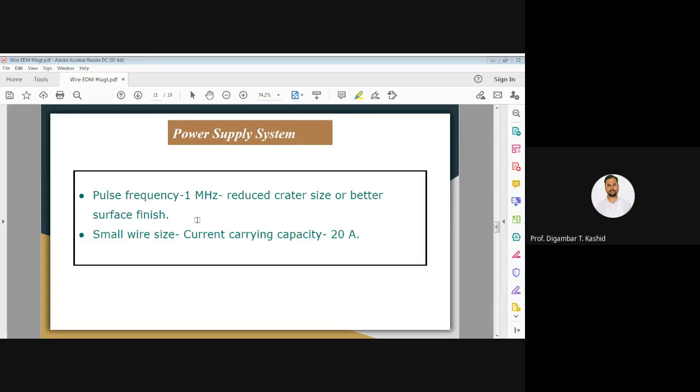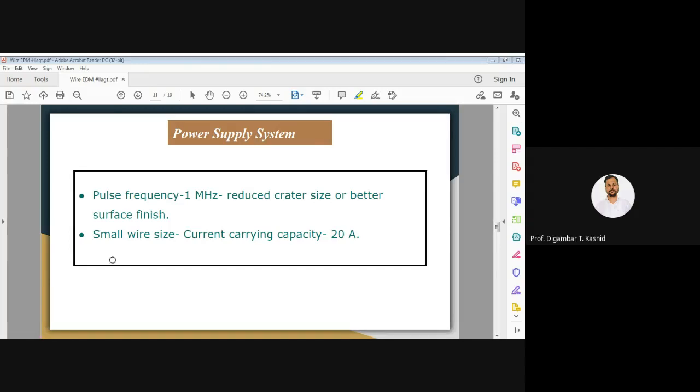Also, the erosion of the wire will be very small in this wire cut EDM process, because here we are using a high frequency current, so your wire will not break. That point also we need to consider.